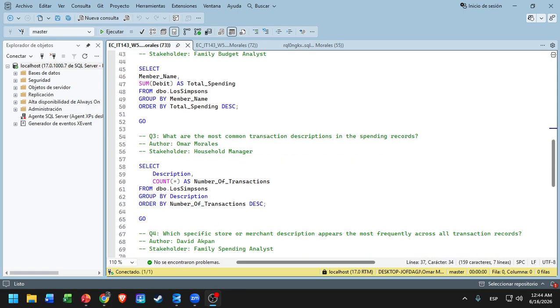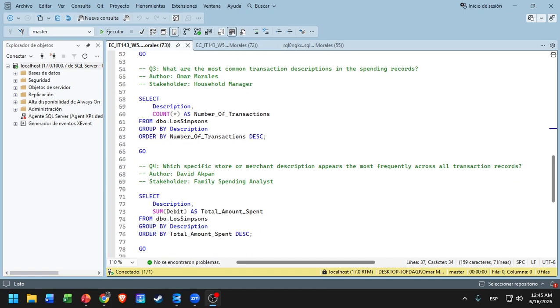The third question: what are the most common transaction descriptions in the spending records? This query uses count together with group by. It counts how many times each transaction description appears, and finally order by sorts the descriptions from the most frequent to the least frequent. This allows the user to identify the family's most common types of purchases.